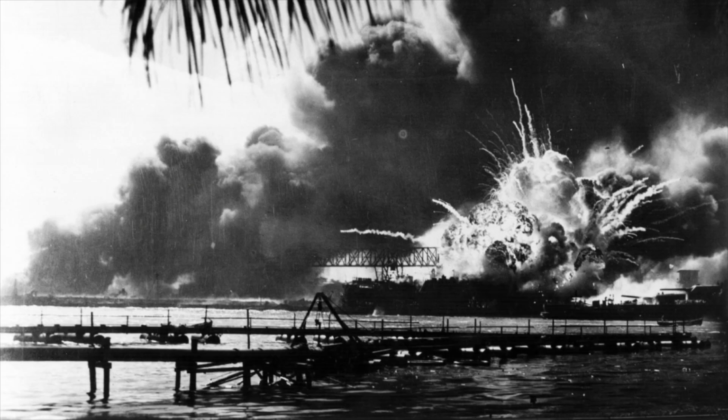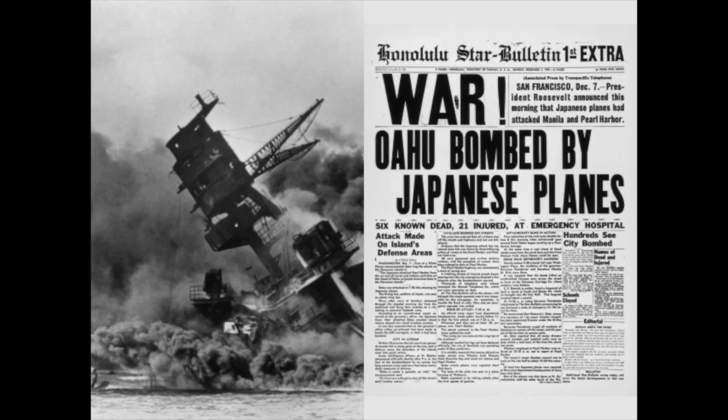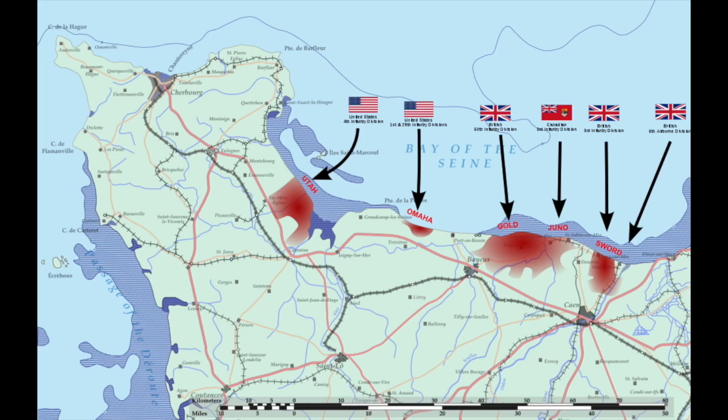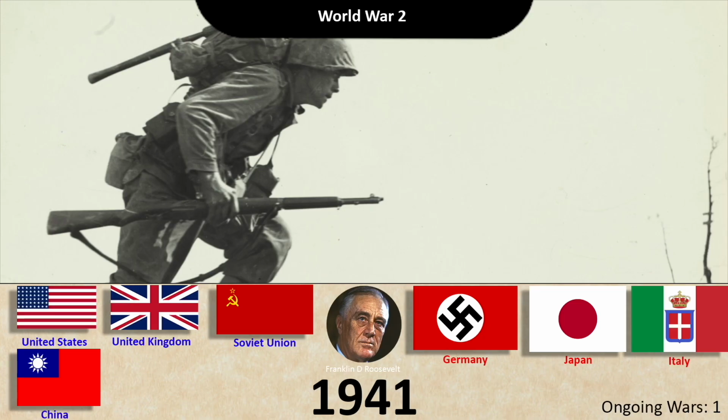The Japanese would then attack Pearl Harbor, which got the United States officially involved in the war, and Germany would just declare war on the United States after that for no reason. And from then on, the Allied forces would prevail in the European and Pacific Front. We'd get D-Day, which was the invasion of Normandy and Omaha. The Allied forces landed on Europe.